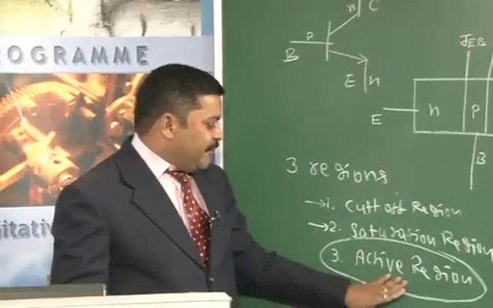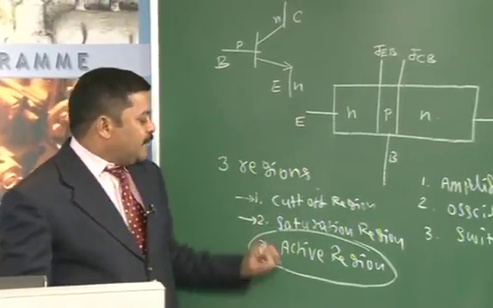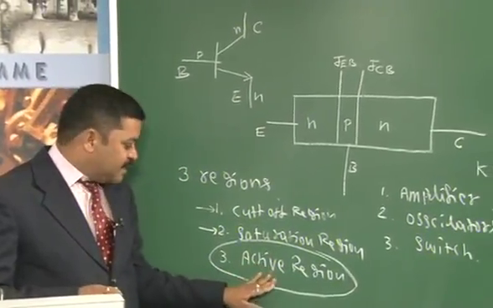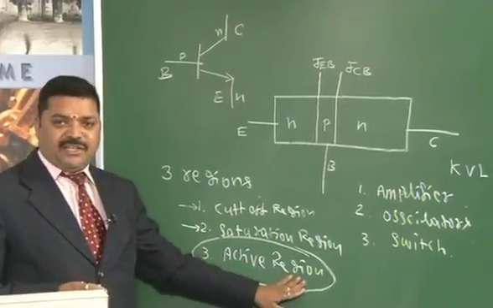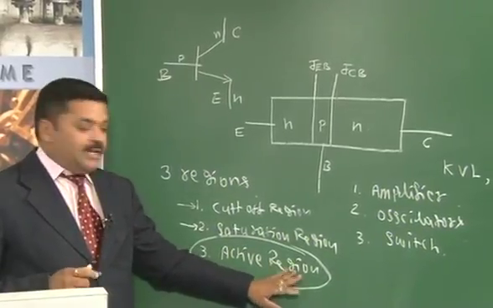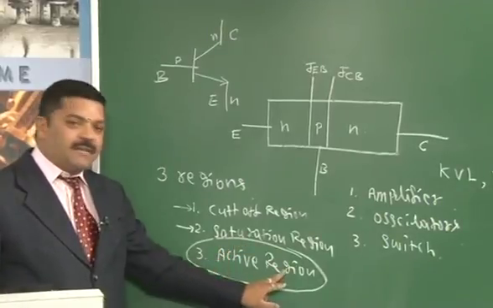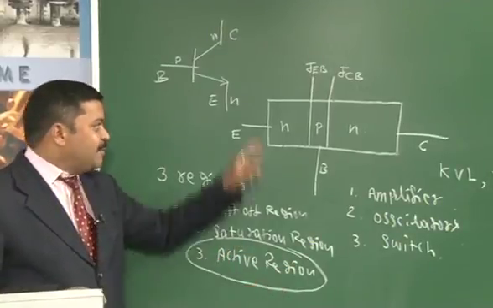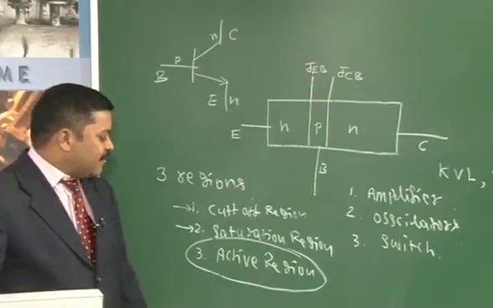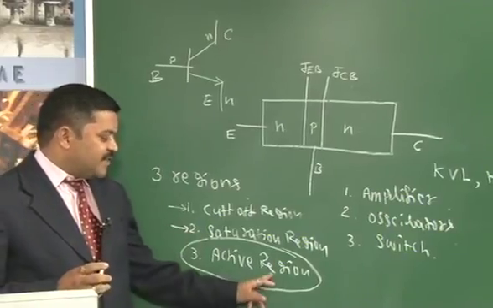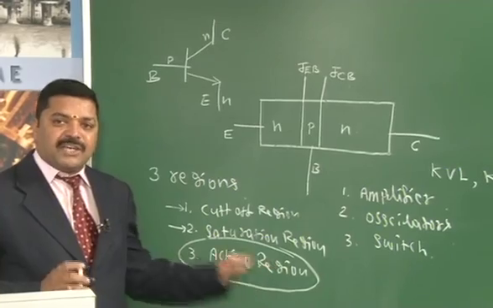Most of the time we will consider the amplifier application. In amplifier application, we will be considering the active region of operation. So, we will be concentrating only on the active region. Active region means the emitter base junction of the BJT is forward biased and the collector base junction of the BJT is reverse biased.